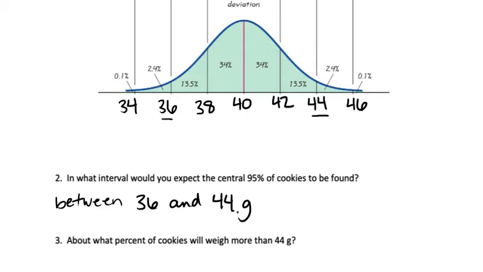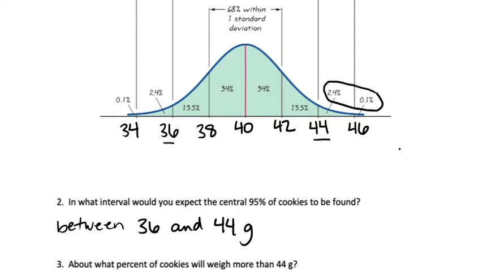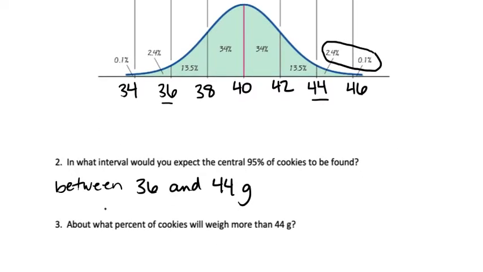Question 3 says about what percent of cookies will weigh more than 44 grams. So looking at my graph, 44 is right here. More than 44 includes these two percentages. The area of 2.4% between 44 and 46, and there's an area of 0.1% that is 46 and greater. So if I add those two percentages together, I get the total percent of cookies that will weigh more than 44 grams. So 2.4% plus 0.1%, which equals 2.5%.